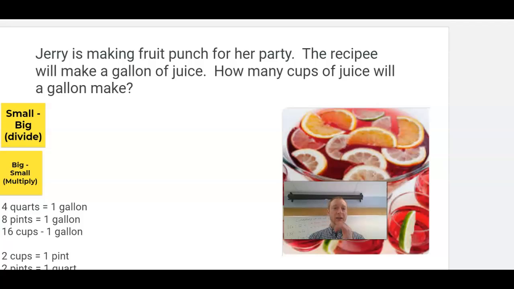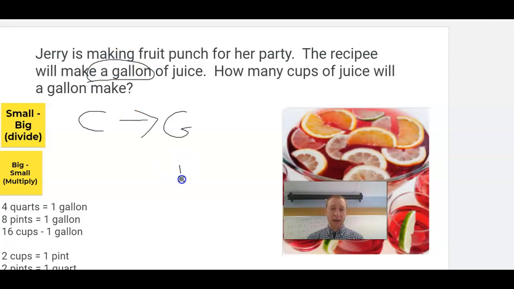All right, so let's see. Jerry's making fruit punch for her party. The recipe will make a gallon of juice. How many cups will a gallon make? So in this case, we're going from gallons to cups, right? The recipe will make a gallon of juice.